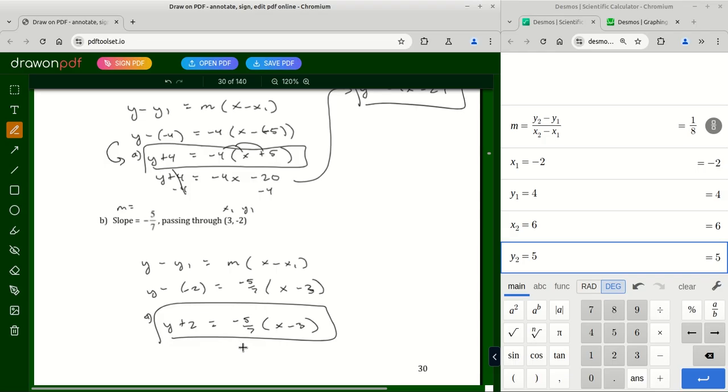And then they want you to keep going. And so to keep going, I need to distribute. And this is where things get messy. This is not fun anymore. Times 3. So two negatives make a positive. That's technically a numerator number. So it's going to be 15 over 7.